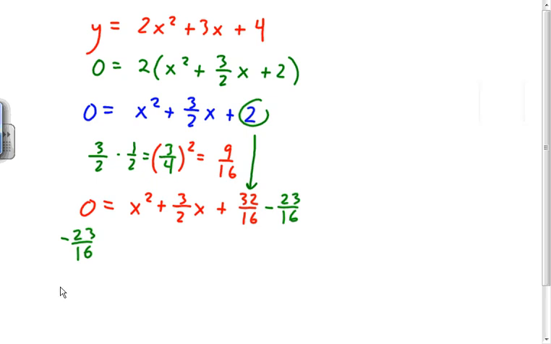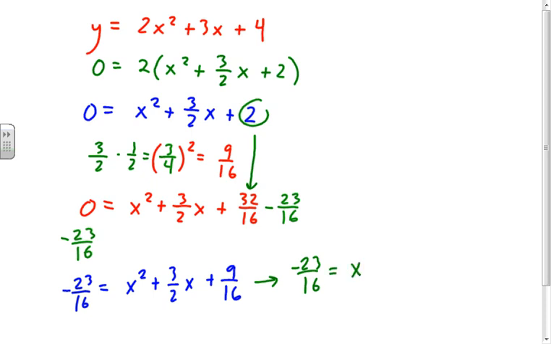Okay, so here we have our equation. We have negative 23/16 equals this whole business, x squared plus 3 halves x plus 9/16. And that's our perfect square trinomial. It doesn't necessarily look like a perfect square trinomial, but it is. We went through and figured it out. So that's going to give us at the end here negative 23/16 equals x plus 3/4 squared. Interesting to note here, if I took the square root of both sides, I would end up with an imaginary number. What that means is that this actually is never equal to 0. We'll talk about that in just a few minutes.